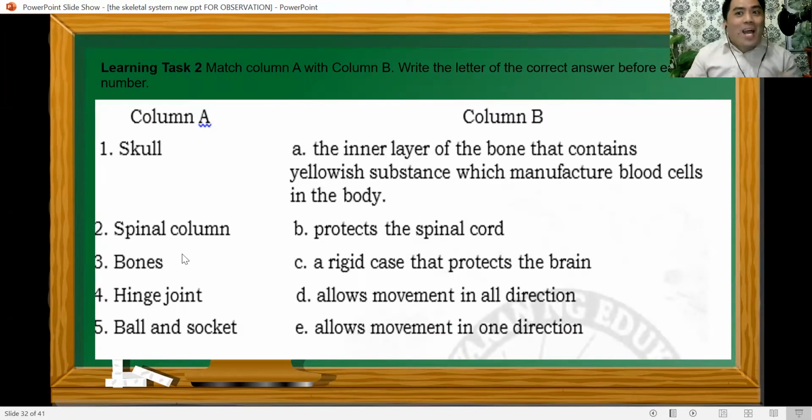Kayo ang maghanap. O balikan nyo mamaya yung video. I-back ninyo yung video para malaman nyo kung ano ang meaning diyan ng bone marrow. Okay? Hindi ko muna sasabihin. Kayo naman mag-discover.